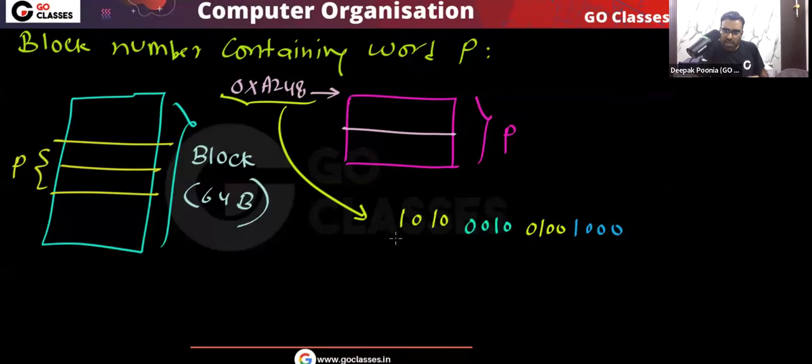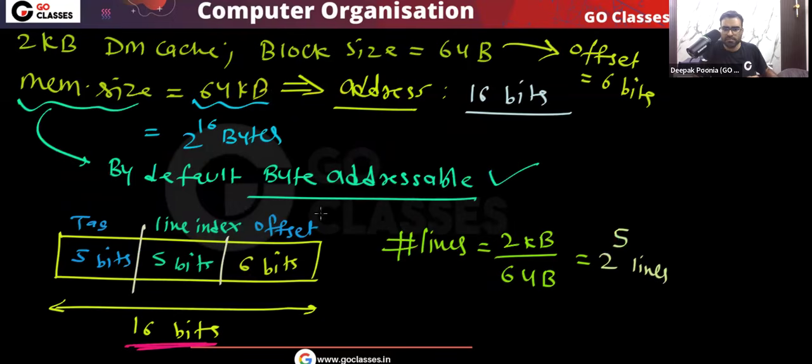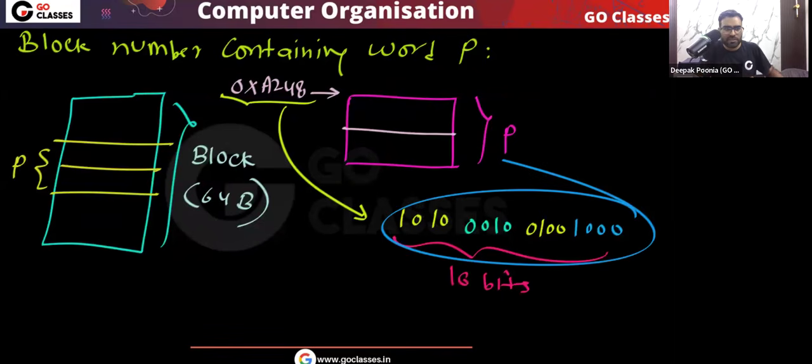Okay, notice how many bits are there? Total we have 16 bits, because we have already seen that the memory address has 16 bits. Yes or no? This we have already found, that the main memory address has 16 bits. So you can see total we have 16 bits.